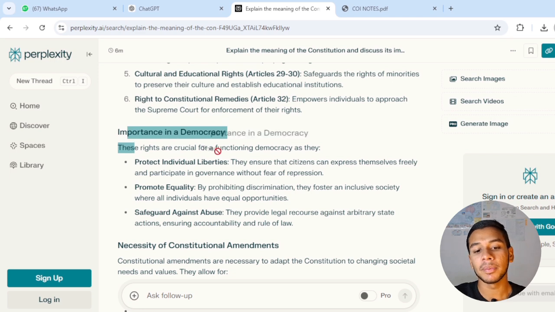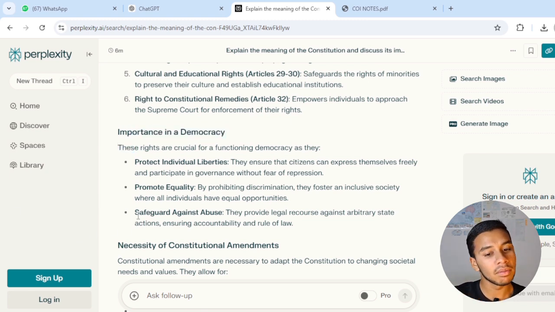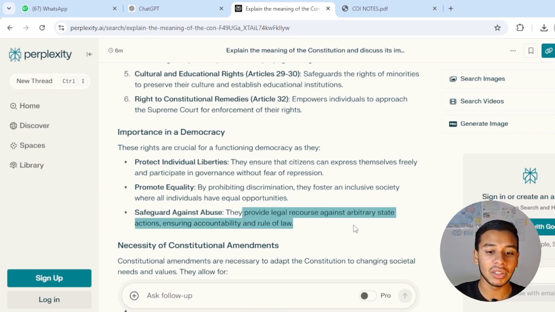Importance for democracy. These rights are crucial for a functioning democracy as they protect individual liberties. Second one, they promote equality to every gender, every religion, irrespective of their education, irrespective of the amount they earn. Equality is very much important while you are living in a democratic country. Then the important one would be the safeguard against abuse. They provide legal recourse against arbitrary state actions, ensuring accountability and the rule of law.